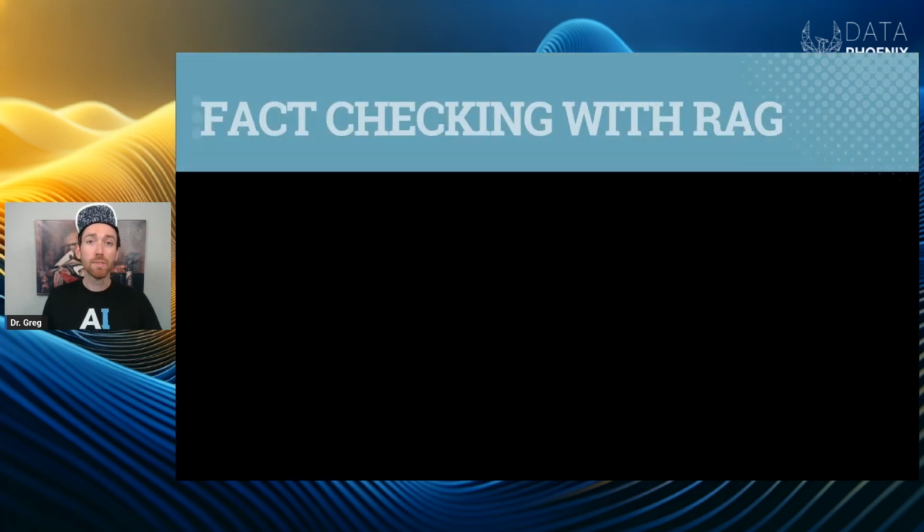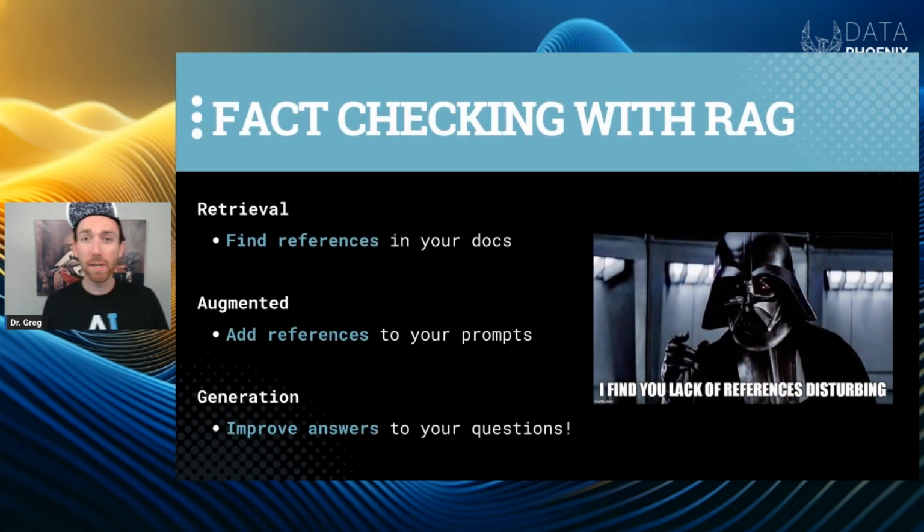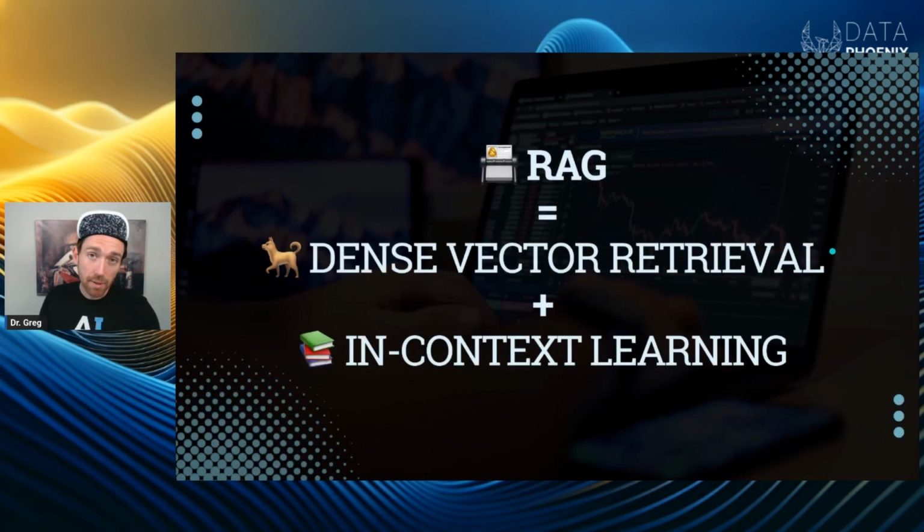How does it solve that problem? Well, we fact check those responses through reference material. We retrieve references, we add those references to the prompt, and then we generate better answers. RAG can be broken down into 2 primary aspects: dense vector retrieval and in-context learning.